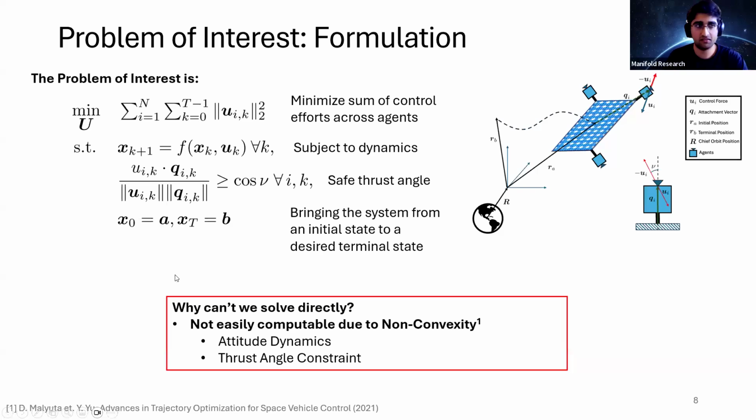This problem is non-convex, and what that means is that there are many local minima and maxima, and the solution landscape is not nice, to use a non-rigorous math term. But really, it's not convex. And according to Malyuta and Yu, who published a study in 2021, any problem that is non-convex cannot realistically be solved in real time in space applications. So we need a convex problem to solve in real time.